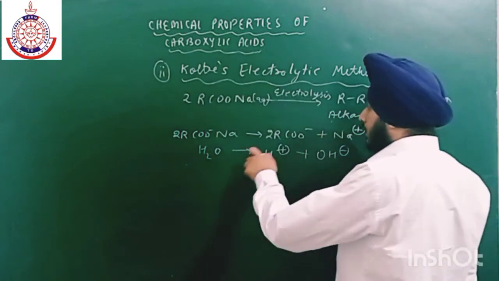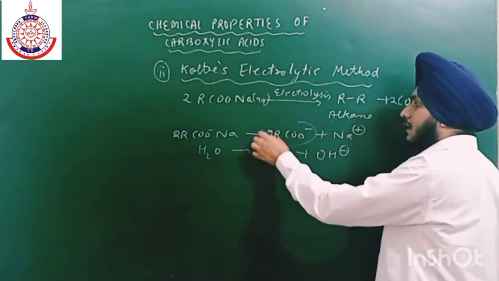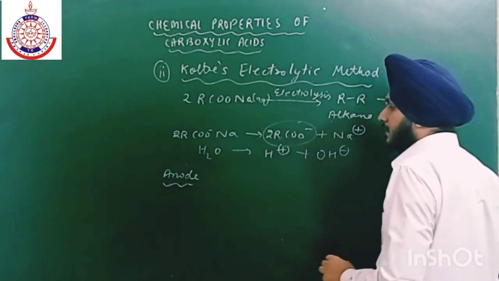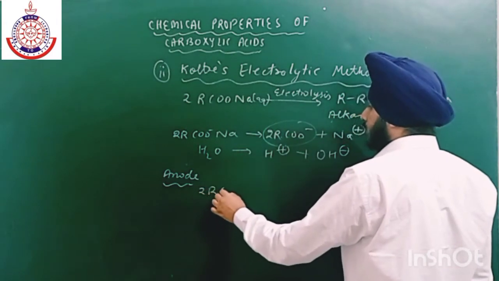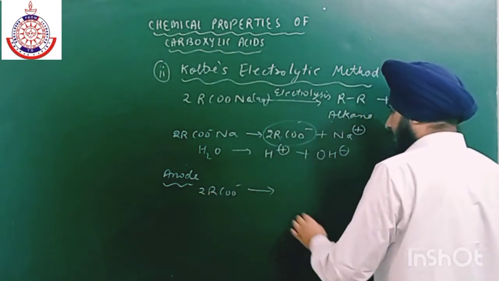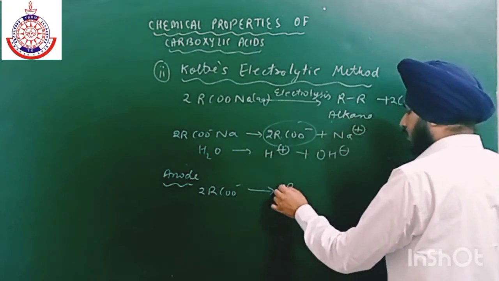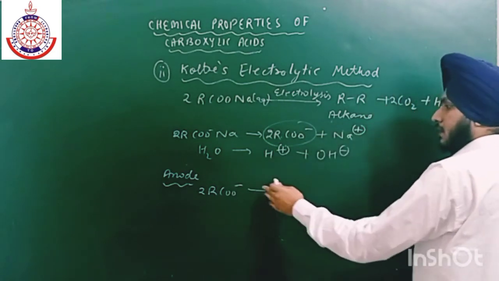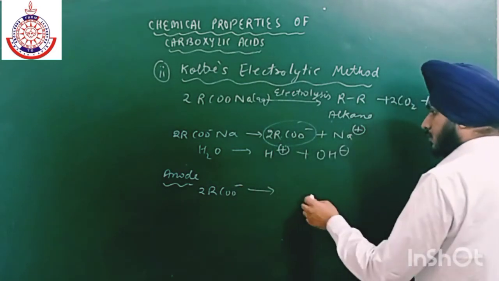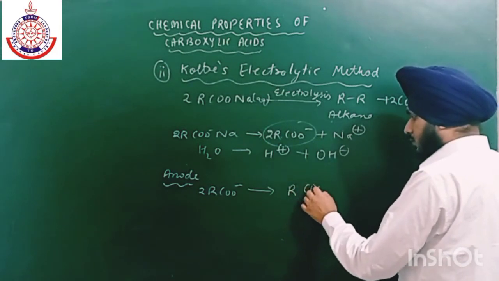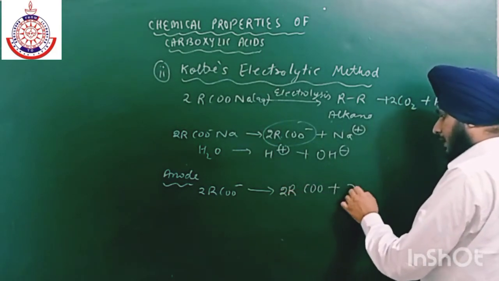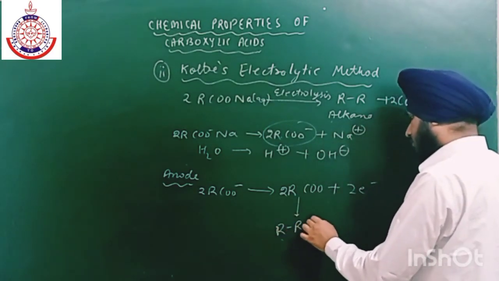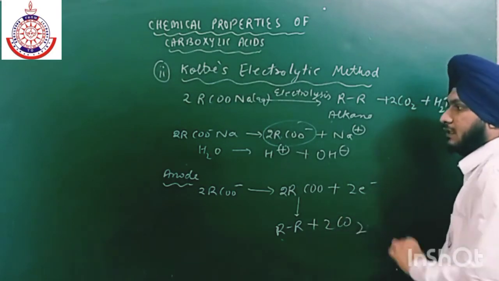Now, out of these two, this will get oxidized at the anode like this: 2RCOO negative loses 2 electrons, and this will get converted into R-R plus 2CO2. So this is the reaction at the anode.